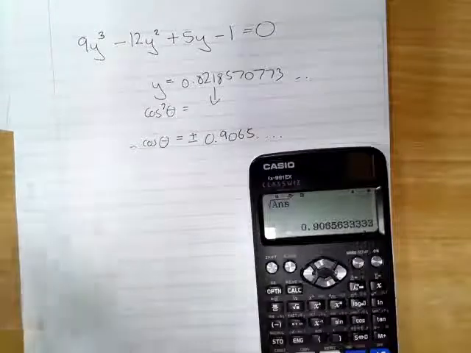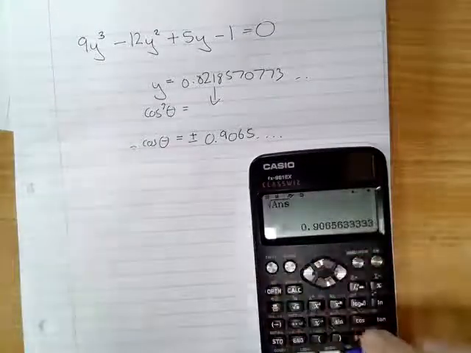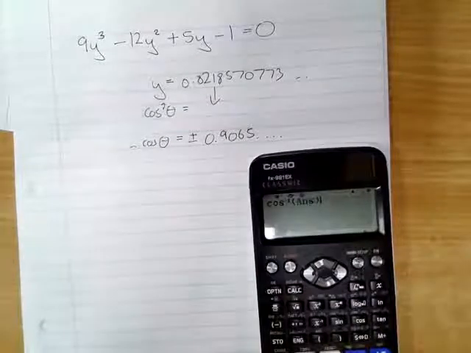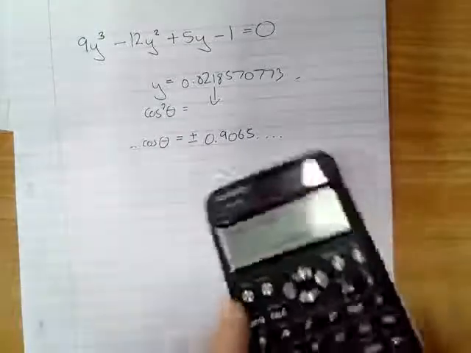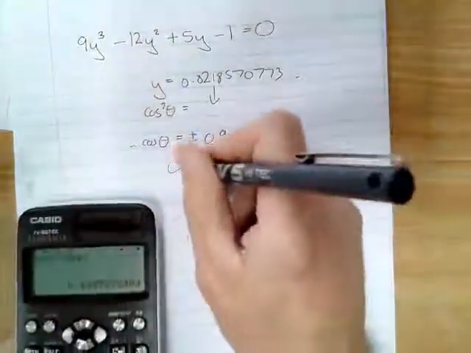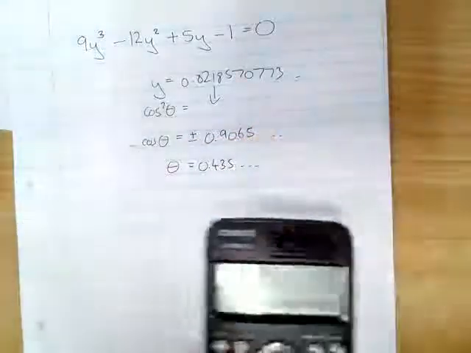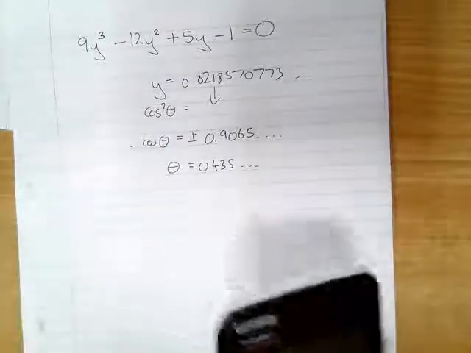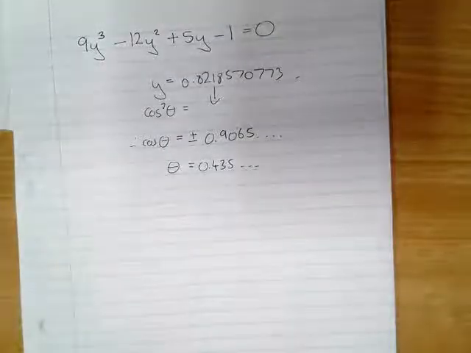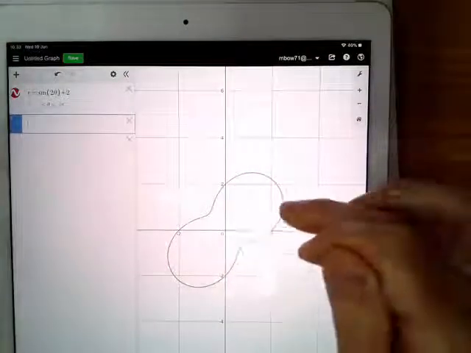That's cos. So if I want theta itself, make sure I'm in radians, I need to do cos to the minus 1 of that. So cos to the minus 1 of answer gives me 0.435725. So theta is equal to 0.435, but I'm going to store that in B. So that's now stored in B. Hopefully, that is the angle theta that the point on the curve would be on.